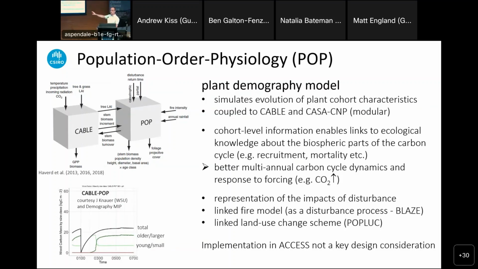POP also includes some representations about the impacts of disturbance. We have a linked fire model, but fire as a process-based model, not as a biophysical, event-based model, which are things like the Bureau are developing as part of their national emergency warning work. And we've also got a land use change scheme, which links the two areas. Importantly for our context here, POP was never developed with the aim of being implemented in ACCESS.